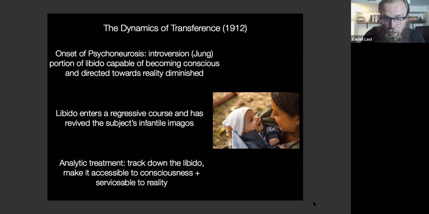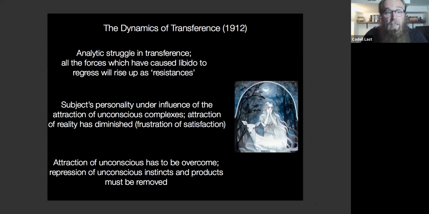Their entire identity might have to go through a revisioning. And that's why, as we'll see in the next slides, there is so much tension and so much struggle about bringing the libido to consciousness, because it would require a total change of identity, basically, or a possible major transformation of identity. So leading straight into that, there is an analytic struggle in the transference.